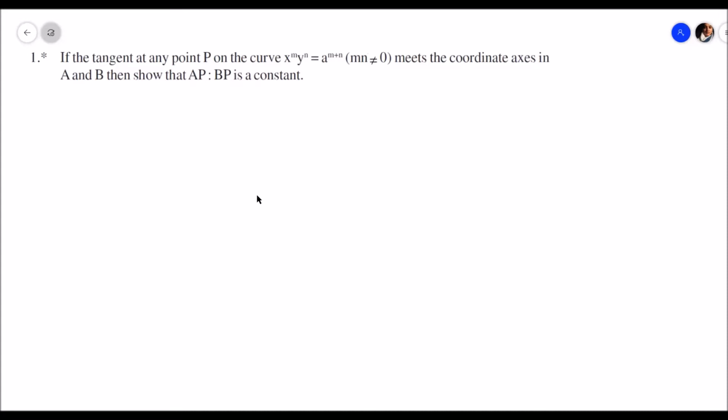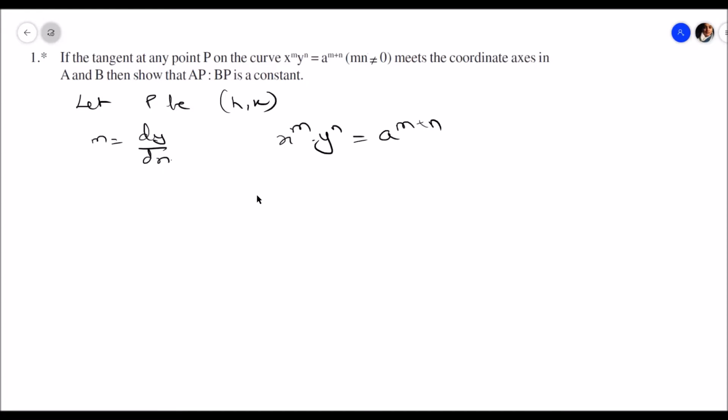So for that, I need to have a point as well as a slope. So to find out any straight line's equation, I need to have a point as well as a slope. So let me imagine that P has the coordinates h comma k. Okay, so P is denoted by h comma k. Now I have the coordinates. Now I need to have the slope. So for that, slope is obtained by differentiating it. So basically slope is nothing but dy by dx, and I have the equation as x power m into y power n is nothing but a power m plus n.